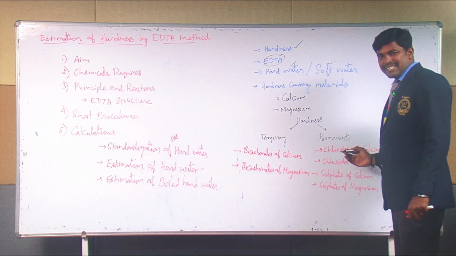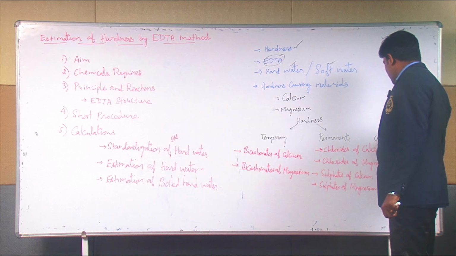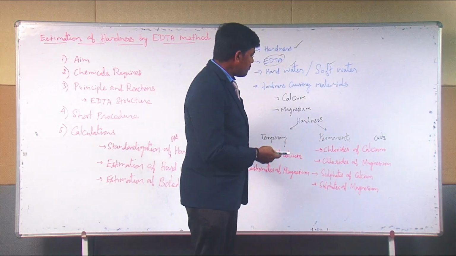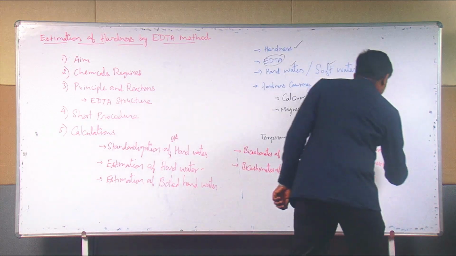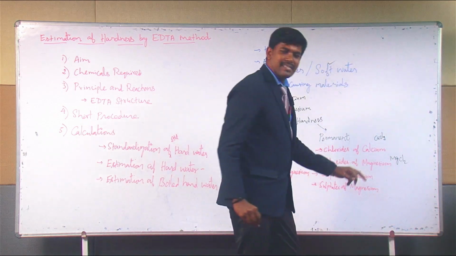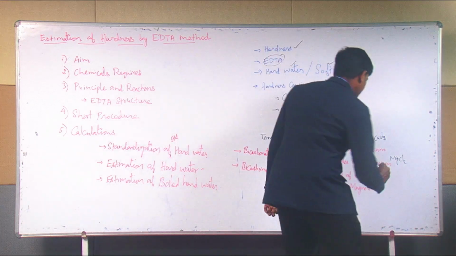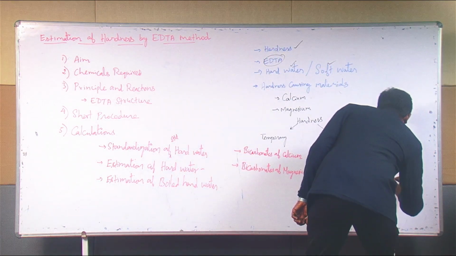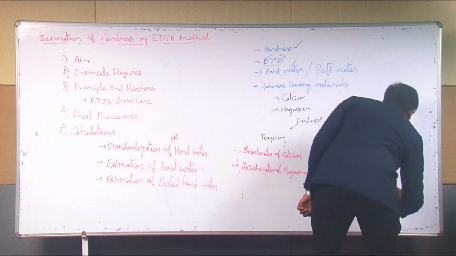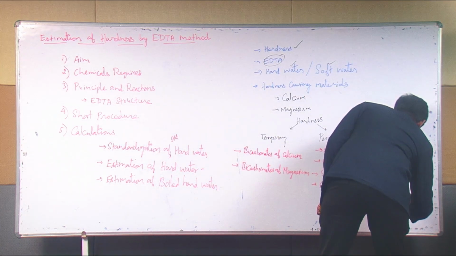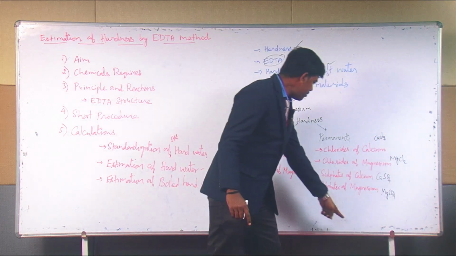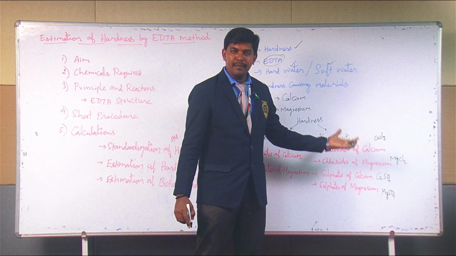Which means the chlorides of calcium, it is nothing but calcium chloride. And what is meant by chlorides of magnesium? It is magnesium chloride. And sulfates of calcium, calcium sulfate, CaSO4, and sulfates of magnesium, magnesium sulfate. So these are the molecular formulas of salts which cause the permanent hardness.